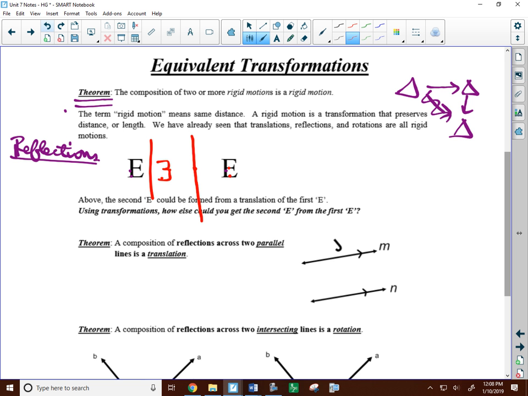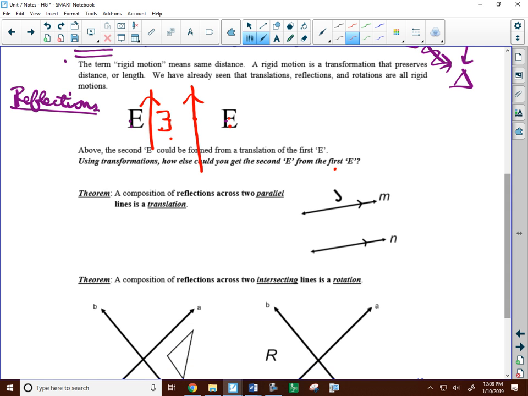Very good. So overall, I'm going to sum it up in this theorem. If you reflect over two lines and they have to be parallel, then it's equivalent to doing a single translation. So let's go ahead and read that, and then I want to say something else about this. A composition of reflections across two parallel lines is a translation. So basically I did two reflections, the lines have to be parallel, and it will form what's equivalent to simply translating from the pre-image to the image.